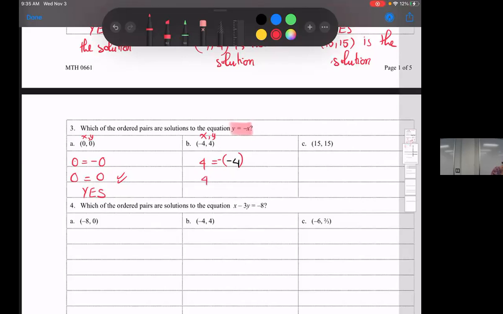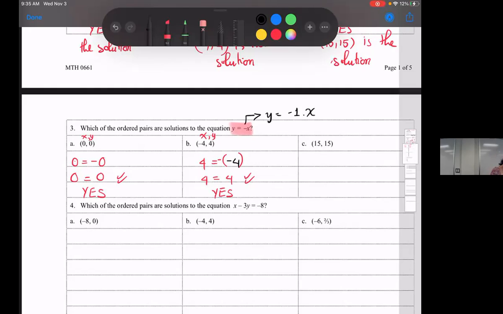So 4 equals 4, yes. Because y equals -x, I have to preserve that -x there. So I'm just going to say negative and then parenthesis, and then I can plug in whatever value of x they give me. If you want, you can write it as y equals -1 times x. Does it make it a little bit clearer? And then x is -4, so -1 times -4 is +4.